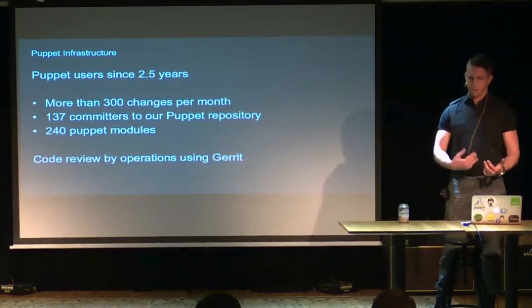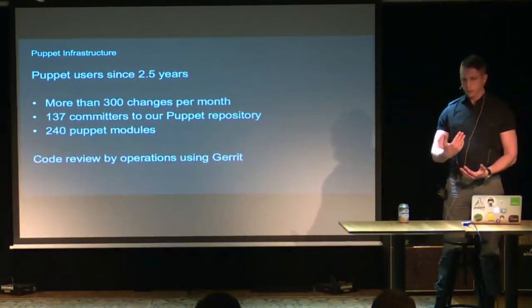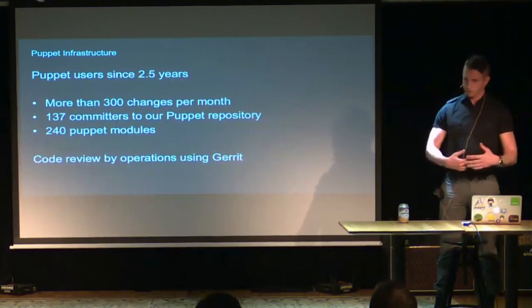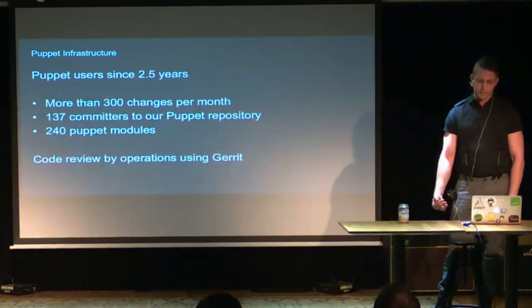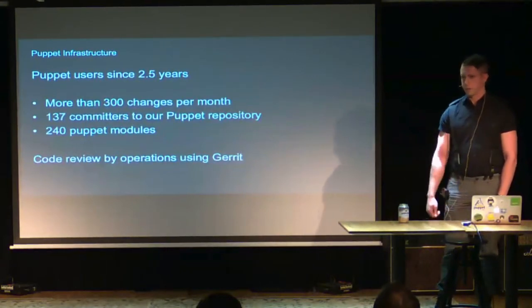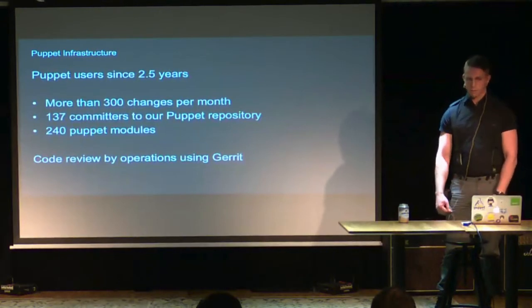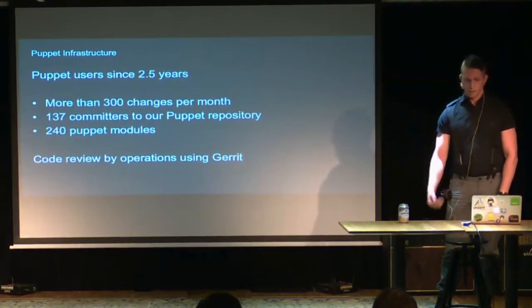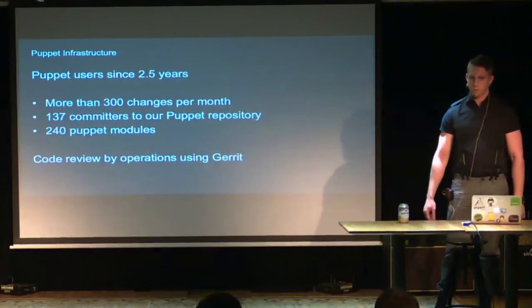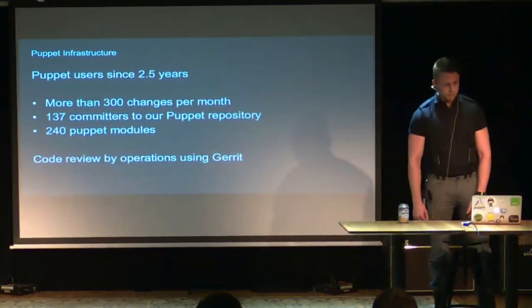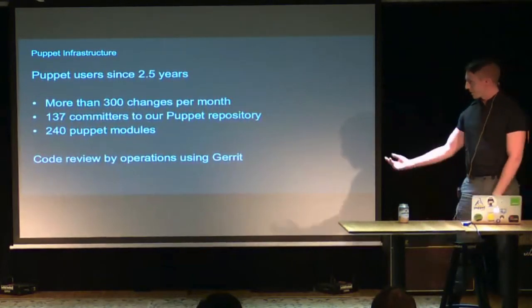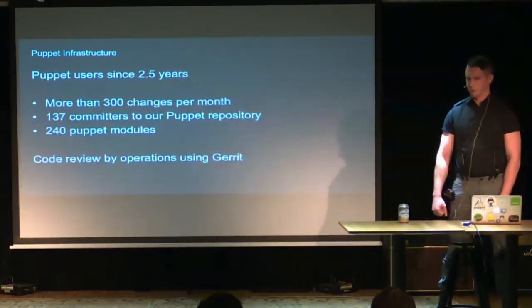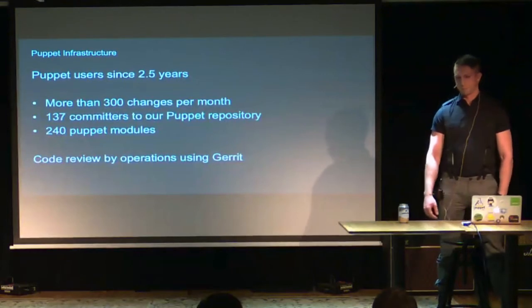So we allow developers to write Puppet code, or we encourage them to write Puppet code, and then that is sent to Gerrit that we use as a review system, and that can then be approved by the sysadmins and merged into the production branch, and then it's out on the servers. And we have around 240 different Puppet modules. So that's quite a lot.